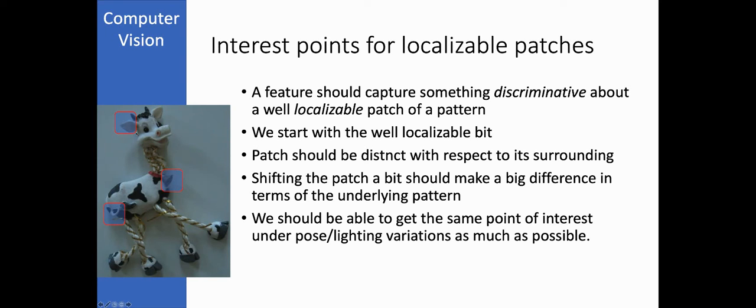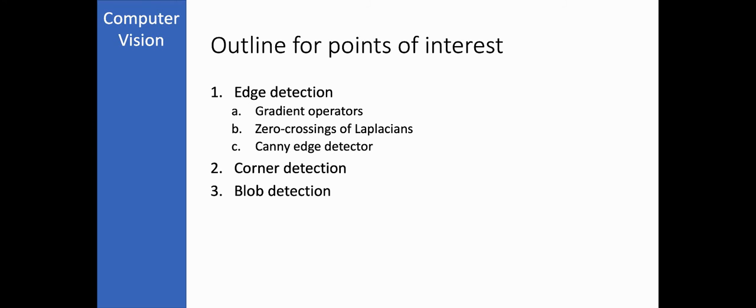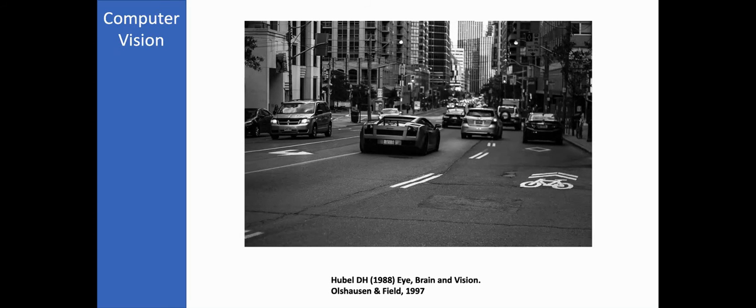Now we will talk about three different approaches to have computational algorithms that identify such points of interest. We will talk about edge detection, specifically three different types of edge detection based on gradient operators, zero crossings of Laplacians, and the Canny edge detector. And then we will talk about corner detection and blob detection. The underlying idea in all these approaches is that if I look at an image like this, it's really the edges and the corners that are quite distinct and give the context in the image.